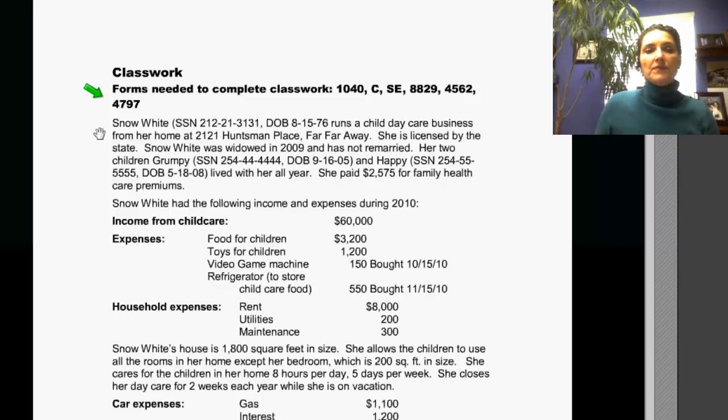Snow White runs a child daycare business from her home at 2121 Huntsman Place. She is licensed by the state. Snow White was widowed in 2009 and has not remarried.